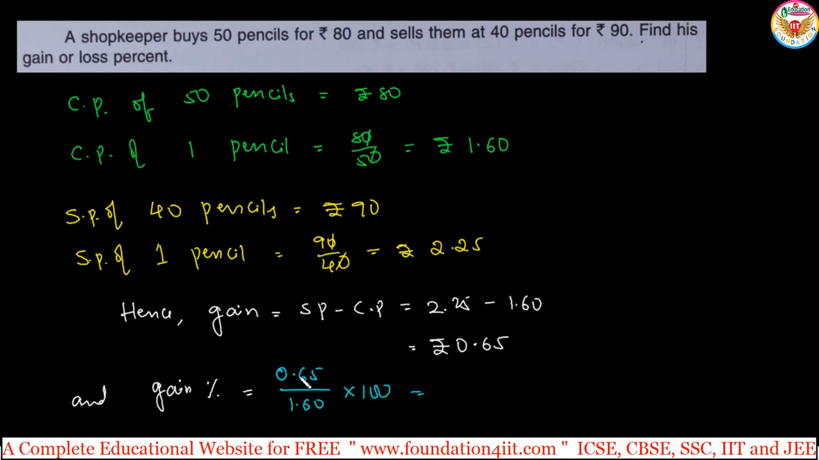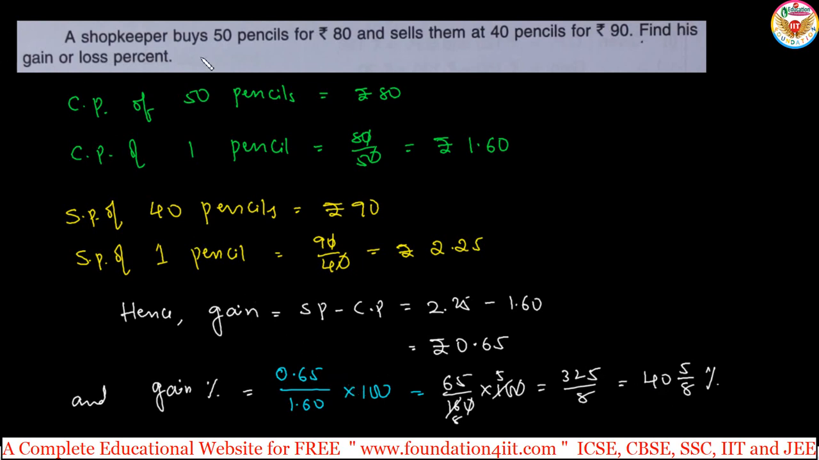We can remove the point, two decimals. That is 65 by 160 into 100. You can cancel this. 65 into 5 by 8. 5 fives are 25, 2 carry. 30, 32. 325 by 8. In mixed fraction, 8 fives are 40, extra 5. So 40 and 5 by 8 percent. Right? This is the gain percentage.